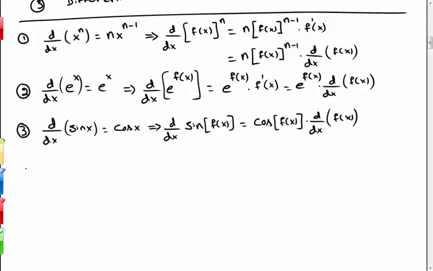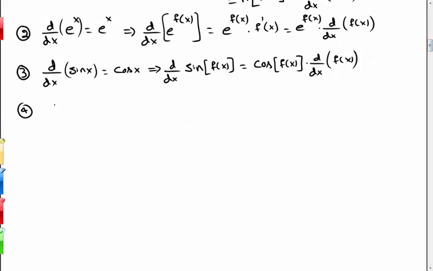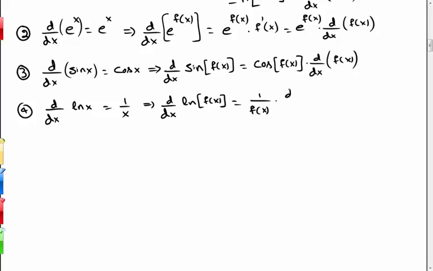Now, I sincerely hope you are getting an idea. What else? d/dx of natural log of x. We know that to be 1 over x. So that means if our intention is to find d/dx of natural log of f of x, then the answer would be 1 over f of x, but be sure to multiply by f prime of x, or d/dx of f of x.